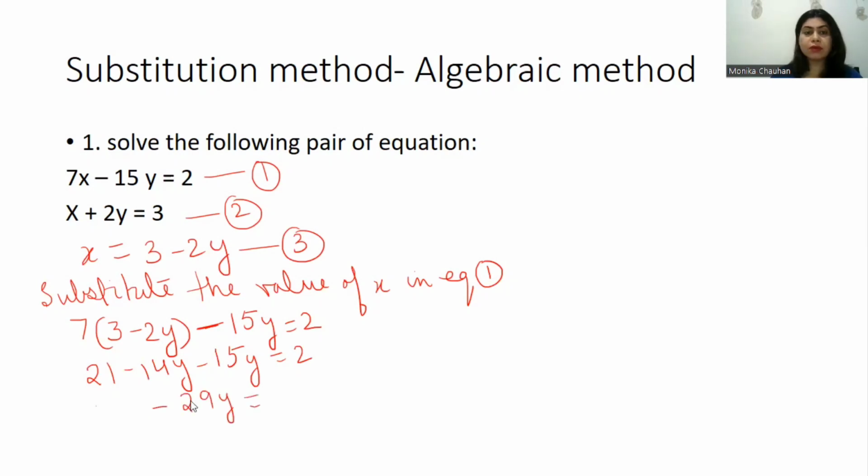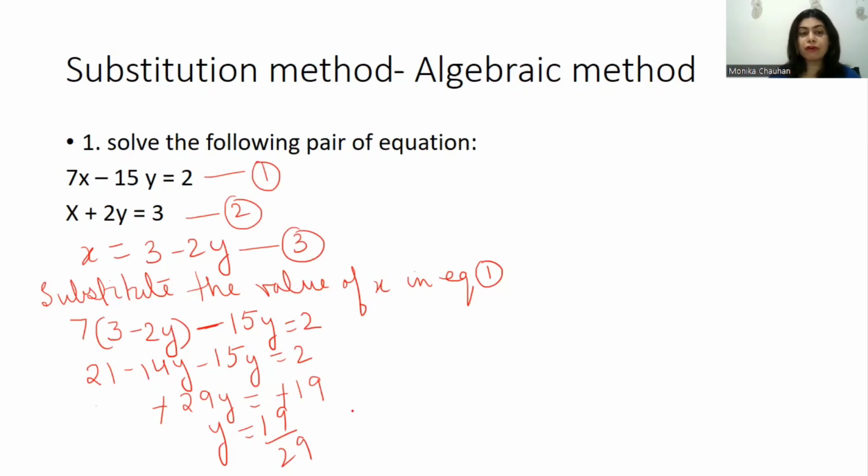And this 21 will go to the other side. You need to transpose it, right? Because you want to write the constants together. So it will be 2 minus 21, which is minus 19, because when 21 shifts to the other side, it becomes minus. So now this minus minus will cancel, and you have y is equal to 19 upon 29. I hope you got it. This is simple simplification. You must have done it in grade 7 also. Simple linear equations. This is the same thing we are doing.